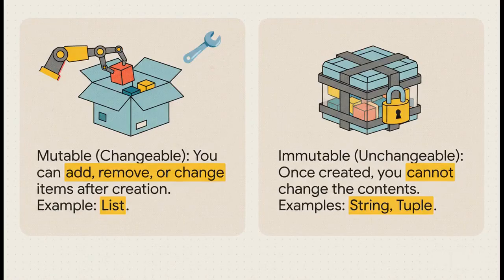There's one more key idea to touch on with data types. Some of them are what we call mutable, which is just a fancy word for changeable. A list is the perfect example. You can add new ice cream flavors or take some away after you've made it. But other types are immutable, which means once you create them, they're locked in, set in stone. You can't change them. It's like some boxes can be opened and changed anytime, while others are sealed shut for good.